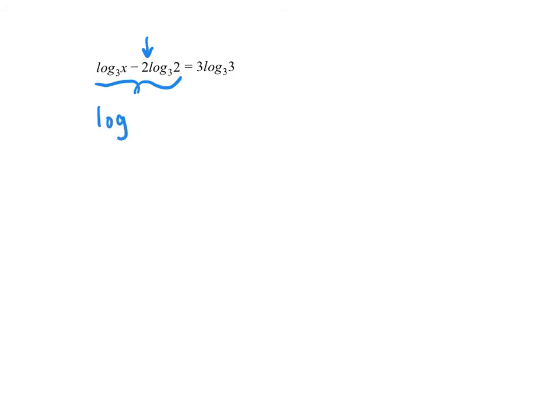So now we'll have to use the property that says if I have a number in front, I can make it an exponent. So I'd make this log base 3 of x minus log base 3 of 2 to the second equals, and again, we have the 3 over here too, so I could take that up there. So this is log base 3 of 3 to the third.